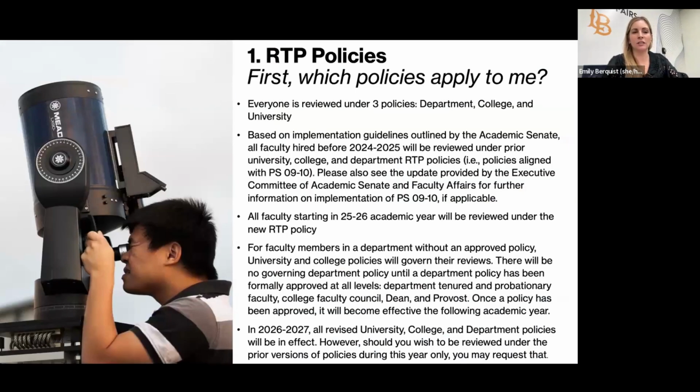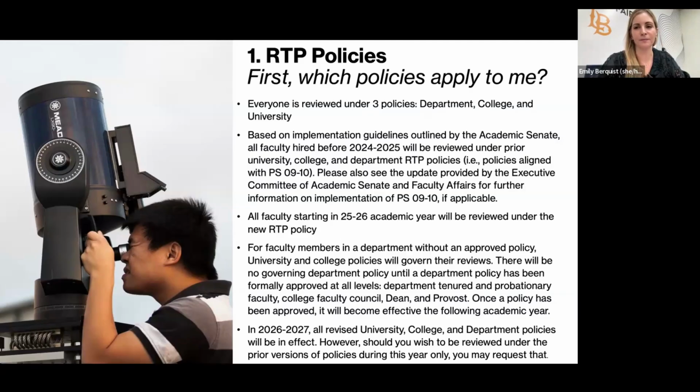So the first question, and especially now that we just redid our RTP policies in 2023, 2024, people have a lot of questions about which policies apply to me. As I'm sure you know, all of us are reviewed under 3 policies: our department policy, which is the most specific to our discipline, our college policy, which is somewhat specific, but not as much as our department, and then, of course, the university policy, which is our broadest policy, which has to be that way so it can apply to everyone.